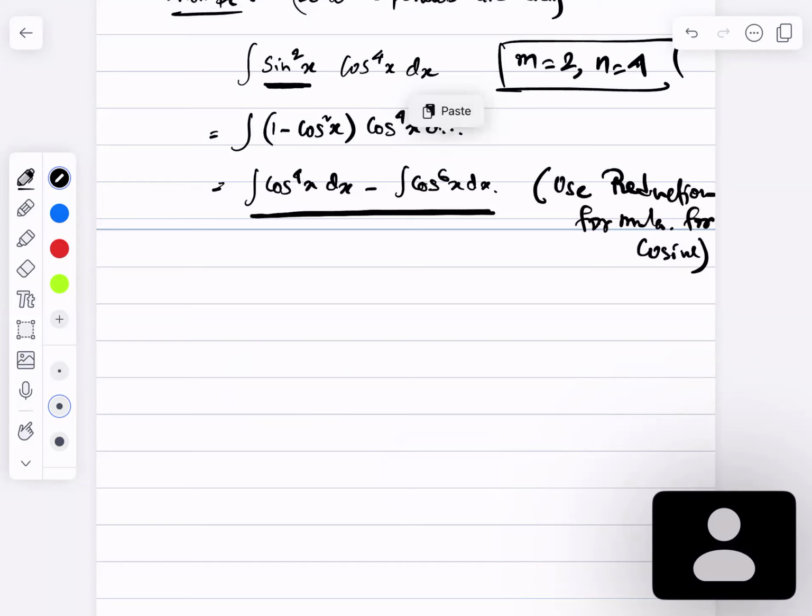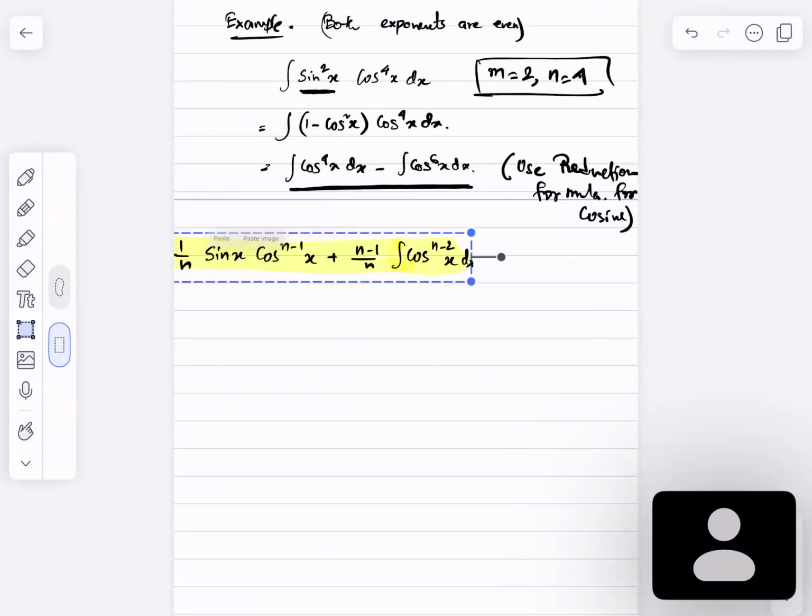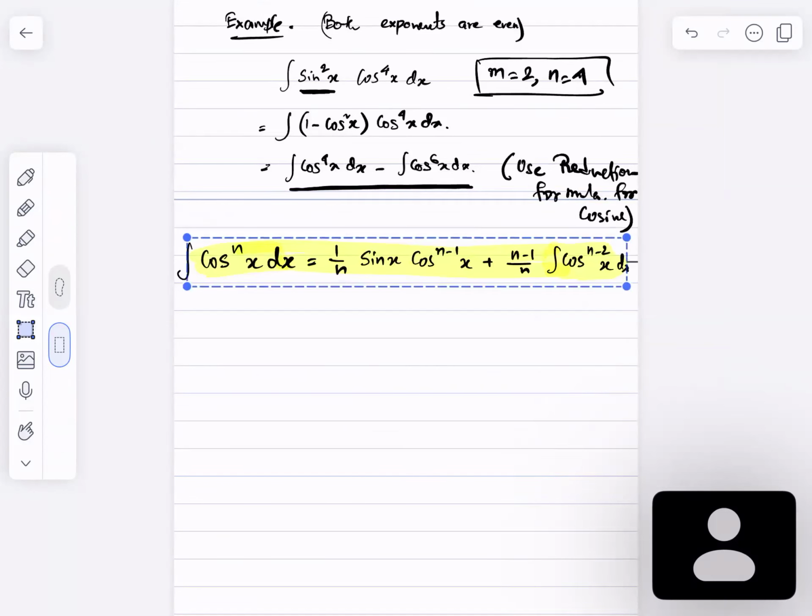So I had to use the reduction formula. Let me see if I can pull that down here again for cosine. So I have to use the reduction formula for cosine, so I'll pull only this. So my n is 4 and n is 6, so I have to use it for both of them. So this will be slightly longer. You have to use them maybe 2 or 3 times.